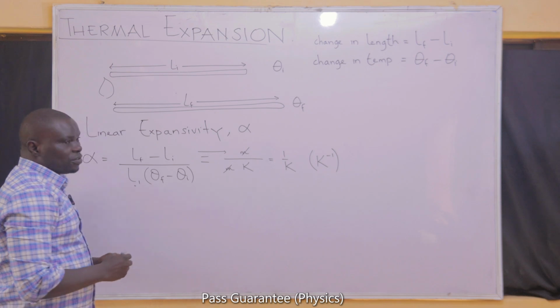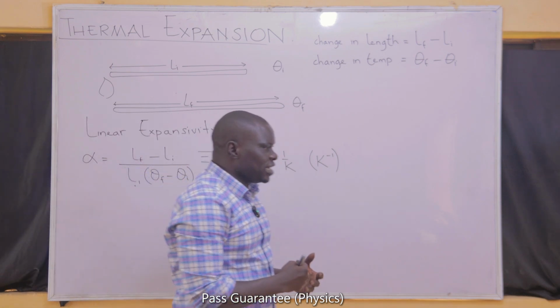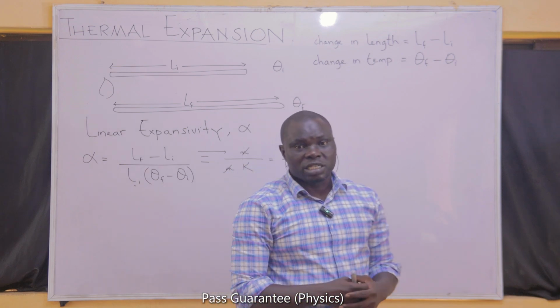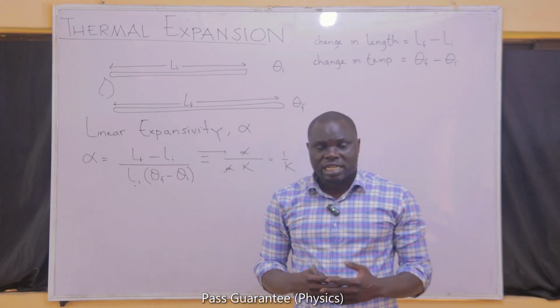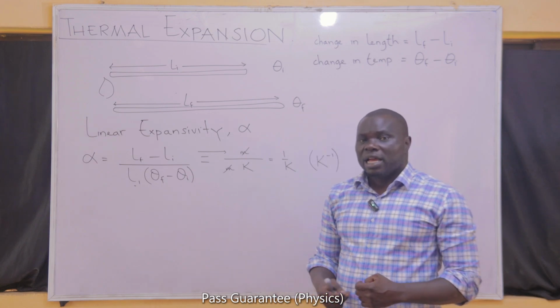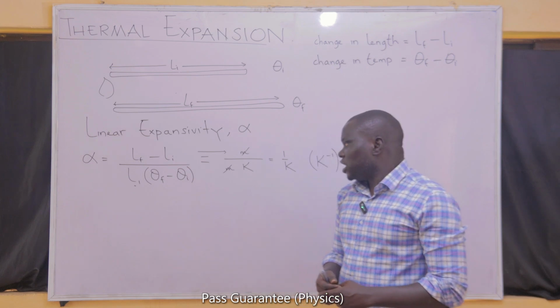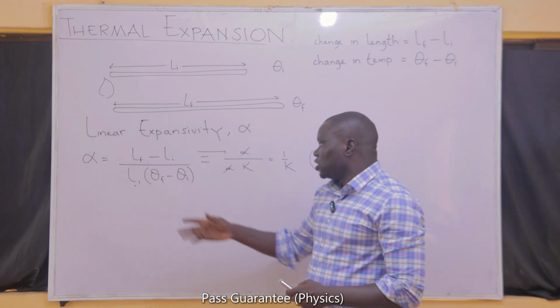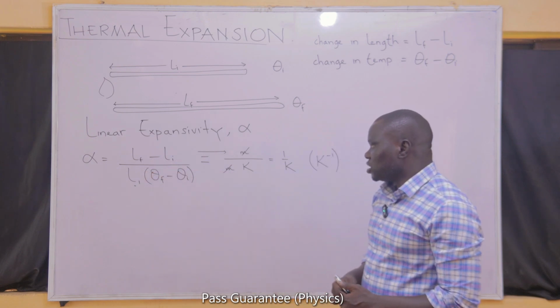The linear expansivity of a material is a property of that material. That means if I can find the linear expansivity of a material, for example copper, its linear expansivity is constant. So anywhere I have copper, the linear expansivity that I have is due to be a constant value. So linear expansivity of a substance is determined by just doing the change in length all over the original length multiplied by the change in temperature.